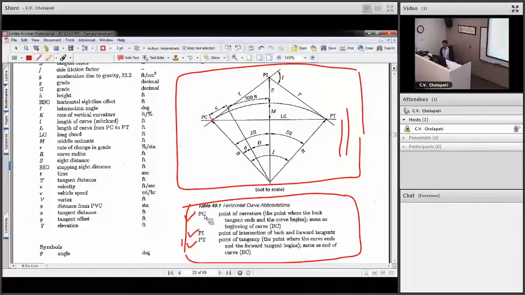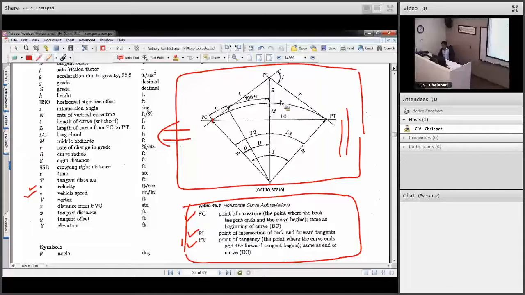So don't get bogged down by so many things that are contained in this figure here. All you need to know is this PC, PI, and PD, and the rest of the terminologies are given to you here. It seems like a lot of information, but most of the notations used here are not in context to this diagram on the right-hand side.